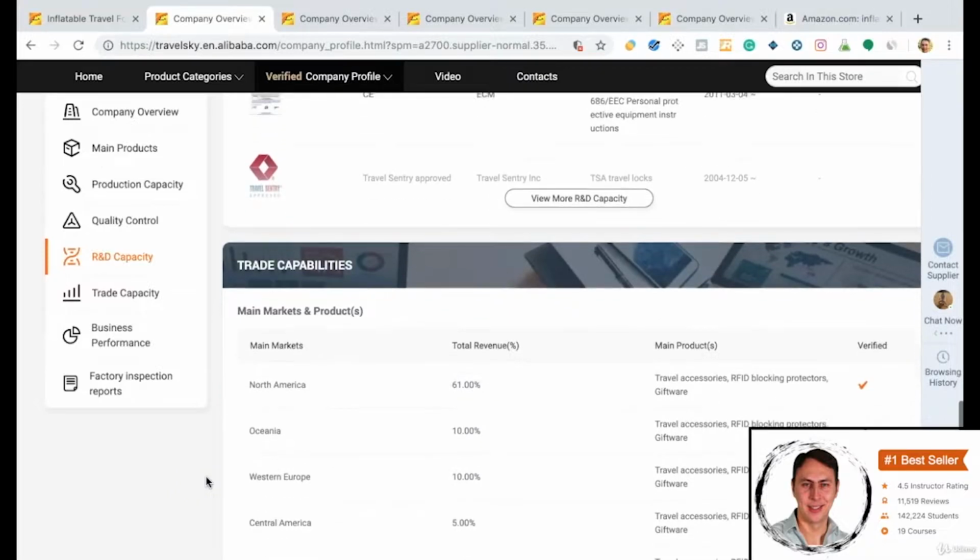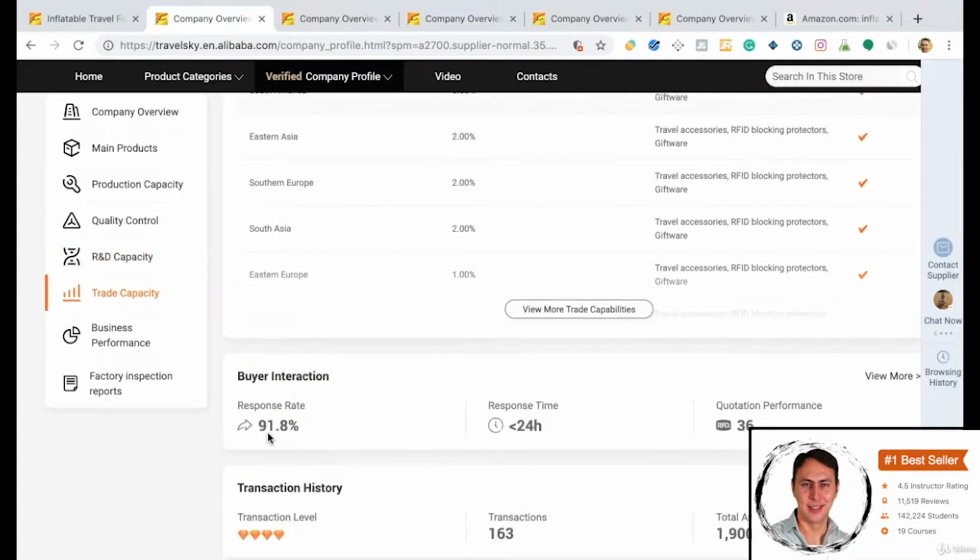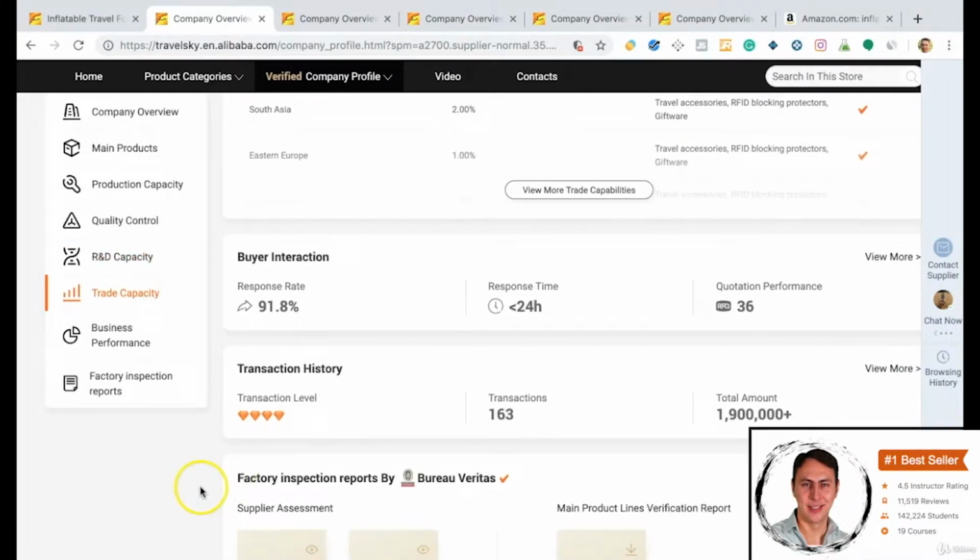We've already looked at the top of the page to see where it exports the product. It sells to North America. It is already North America, as we were expecting. Response rate is an important one for us too.